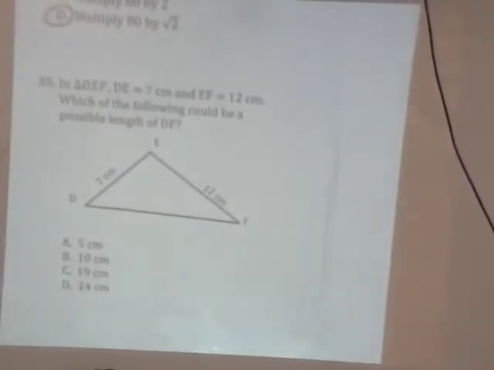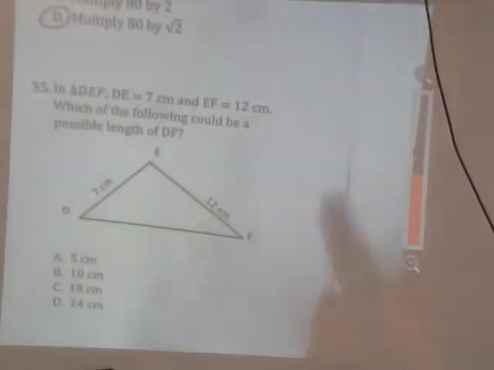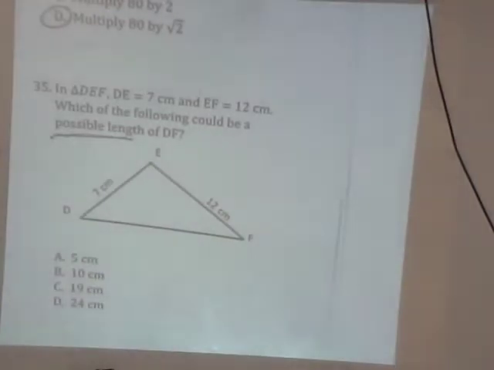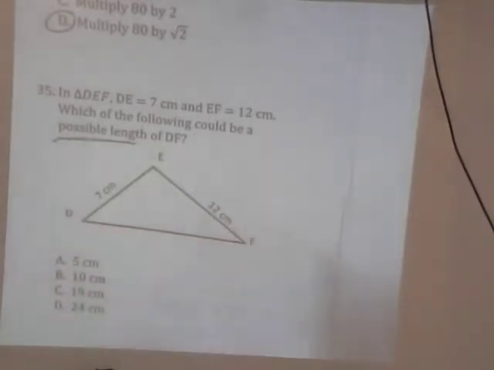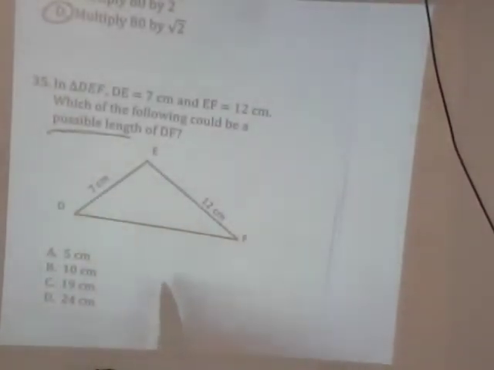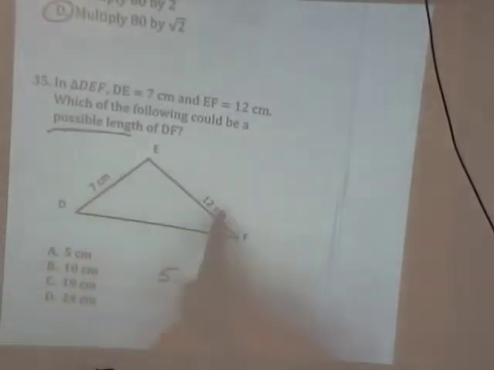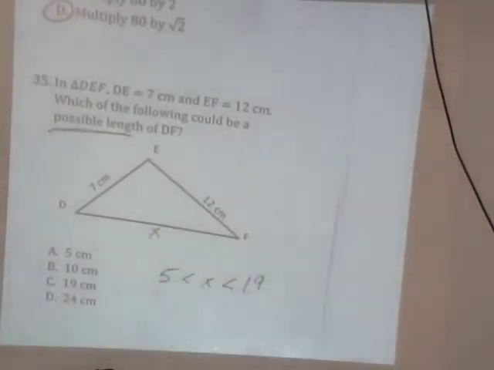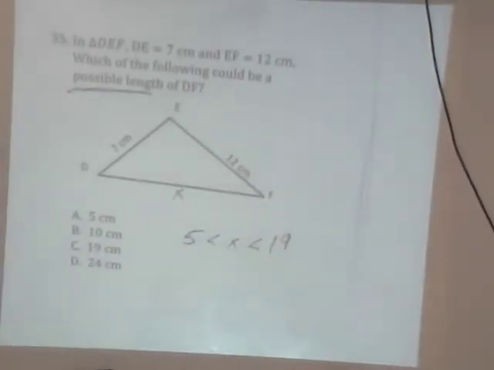35. Triangle DEF. DE is 7. EF is 12. Which of the following could be a possible length for the third side, DF? We did this on the steps that day. Take the two sides they gave you and subtract them. 12 minus 7 is what? 5. And then also add them. What do you get? 19. So this third side has to be greater than 5 and less than 19. So what's the only one it could be? B. B is the only answer it could be.